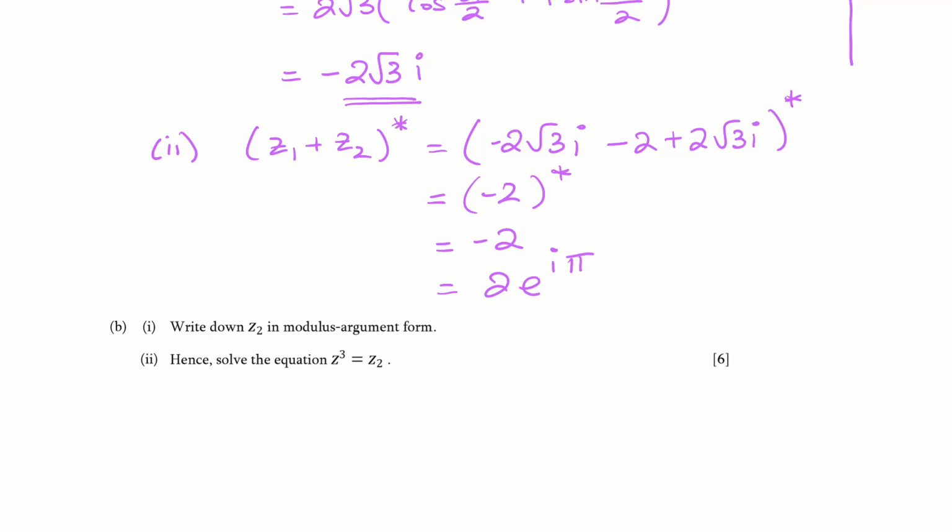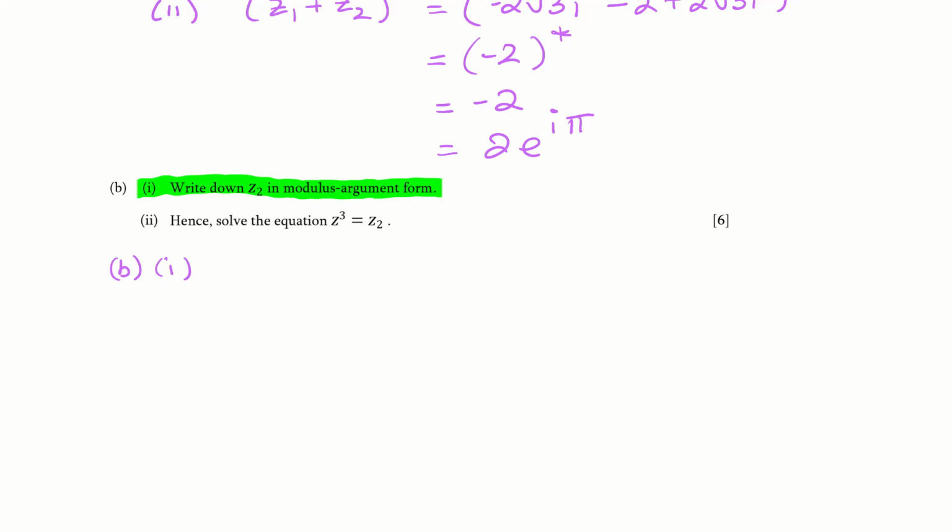Okay, moving on to part B. B part 1, write down Z2 in modulus argument form. So for B part 1, well, let's make ourselves a little diagram. Our complex number is negative 2 plus 2 root 3 i, which will be over here. So that is 2, and that is 2 root 3.